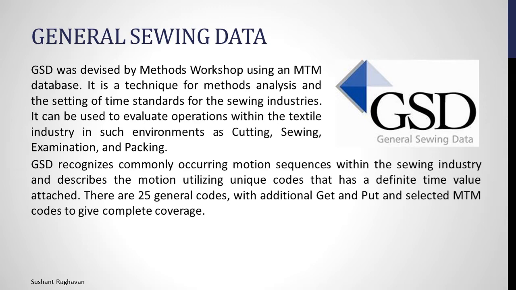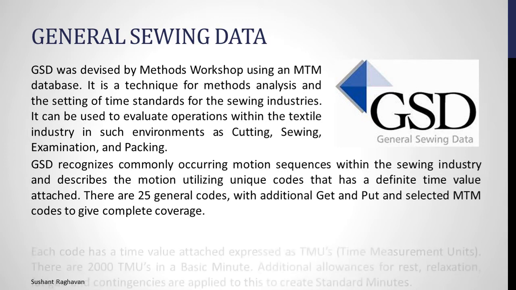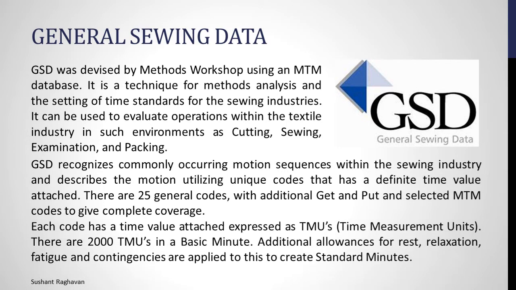GSD recognizes commonly occurring motion sequences within the sewing industry and describes the motion utilizing unique codes that have a definite time value attached. There are 25 general codes with additional get and put and selected MTM codes to give complete coverage. Each code has a time value attached, expressed as TMUs, time measurement units. There are 2000 TMUs in a basic minute. Additional allowances for rest, relaxation, fatigue and contingencies are applied to this to create standard minutes.